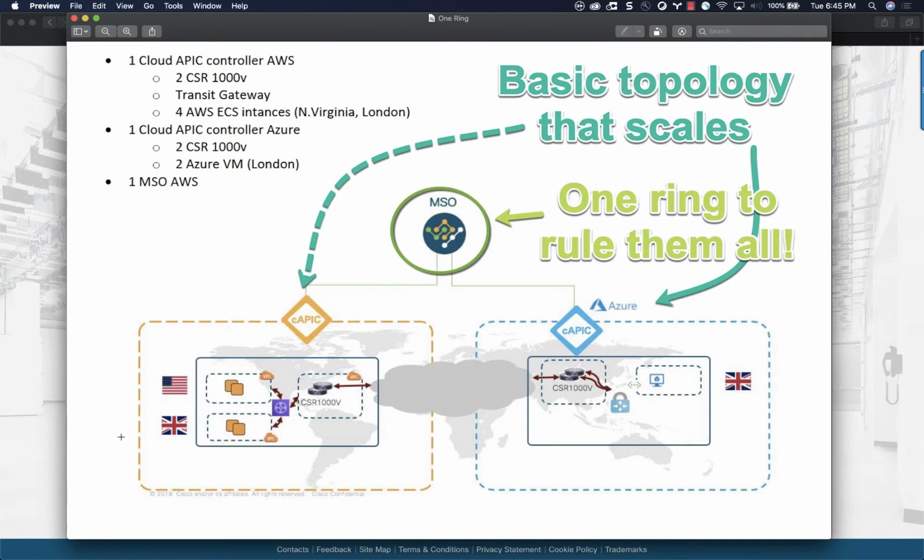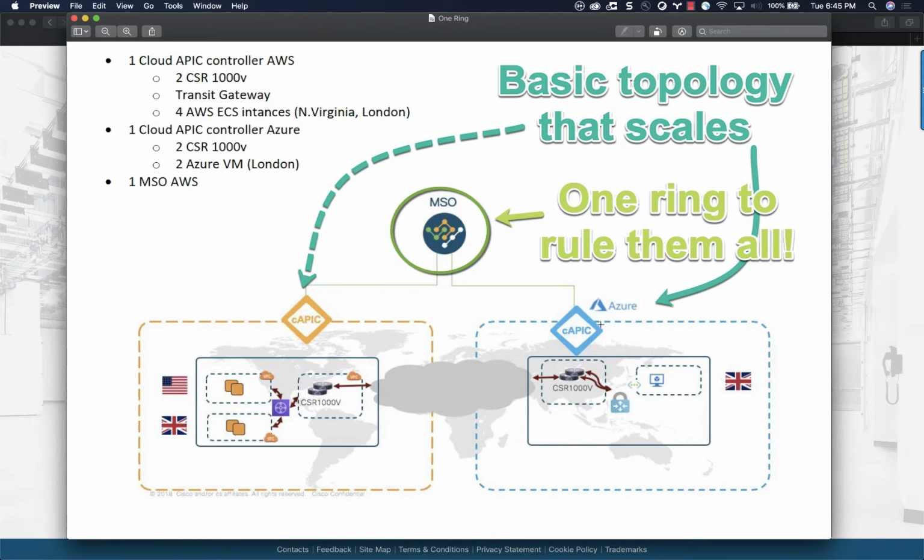So on the left, we have AWS, right? With our Cloud APIC, bing, that guy right there. And the Cloud APIC is controlling all of the stuff within AWS. We have a transit gateway that we talked about earlier with two CSR 1000Vs. Everything connects up to the transit gateway, and we have 4 AWS instances running in the back.